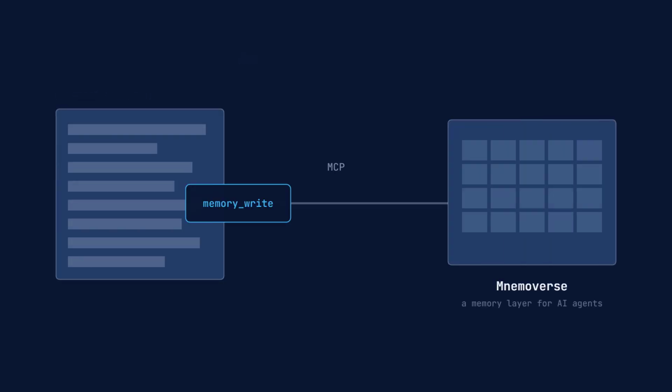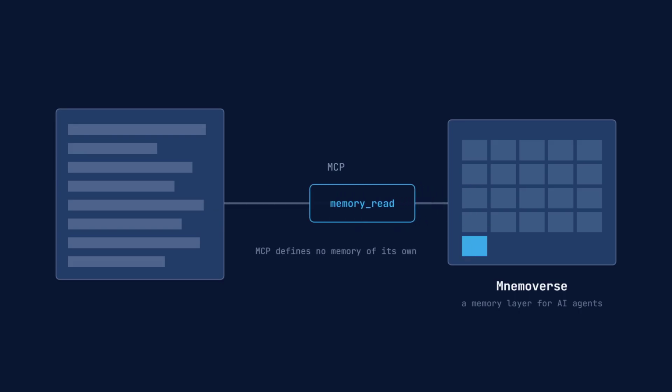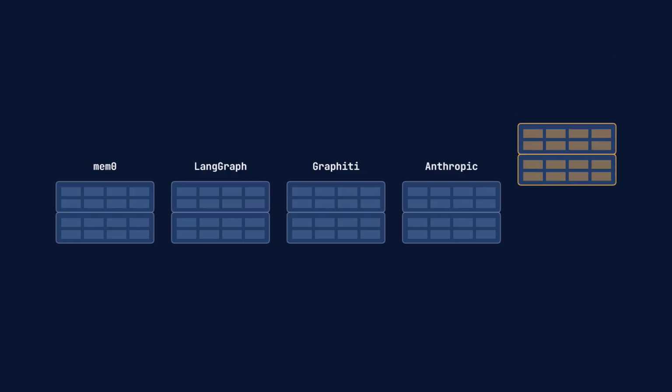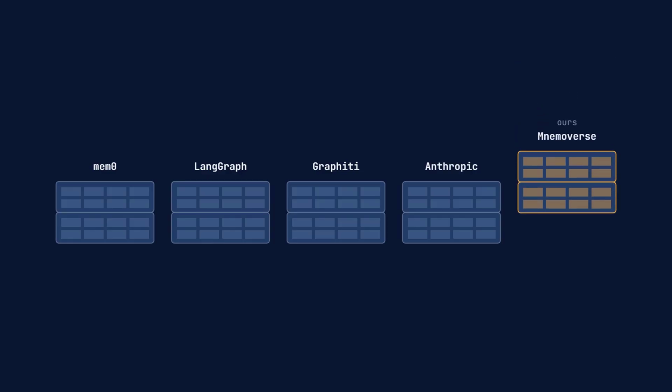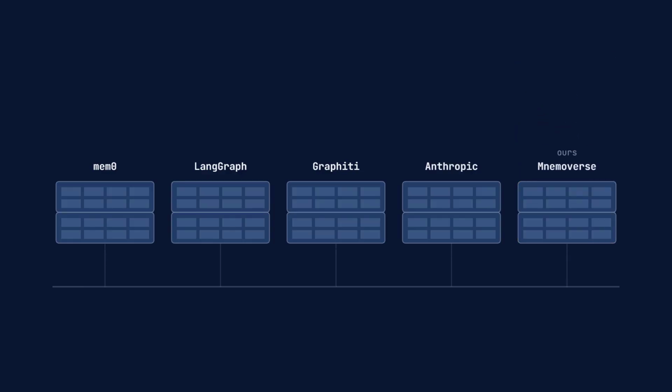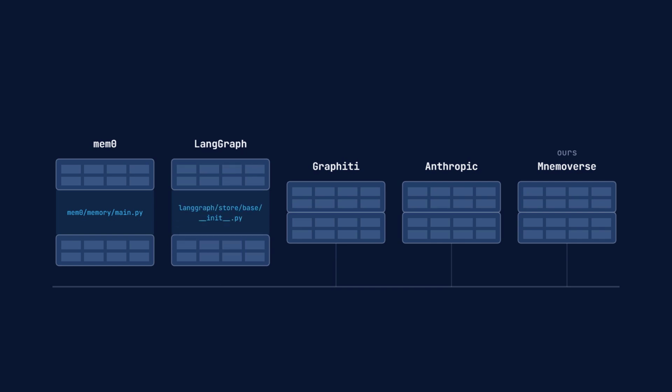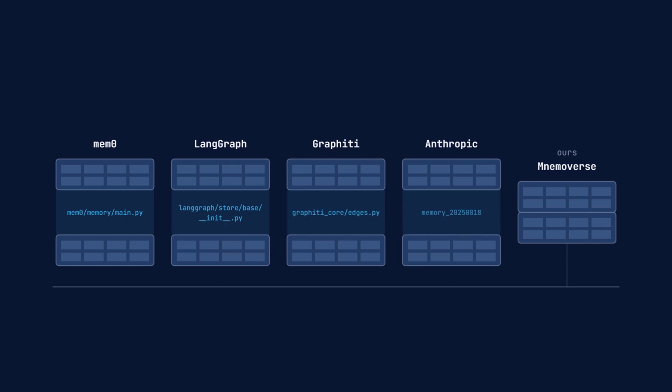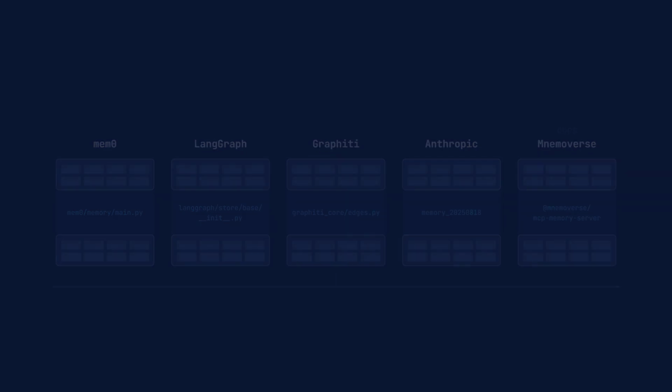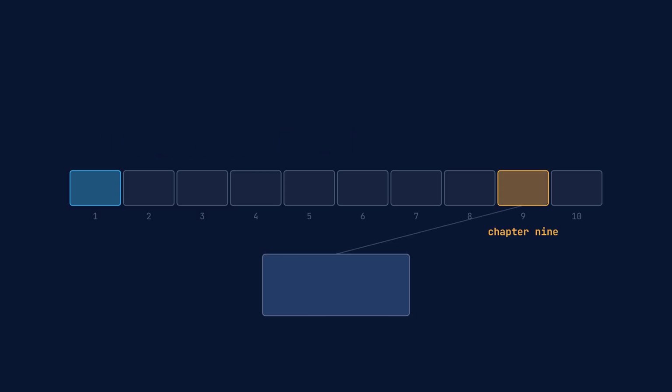First, who is talking? We build Mnemoverse, a memory layer for AI agents that connects over MCP. So we are a vendor in the category this video is about, and you should weigh everything I say accordingly. I am going to open other people's source code and ours, and you can check every file yourself. Chapter 9 is where I tell you when not to buy a memory layer at all, from us or from anyone.